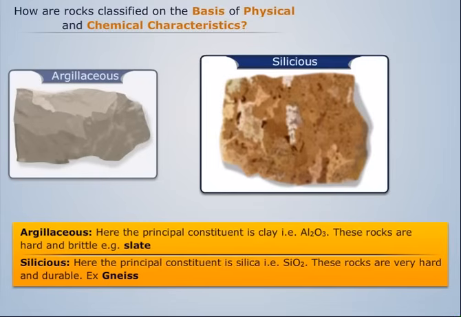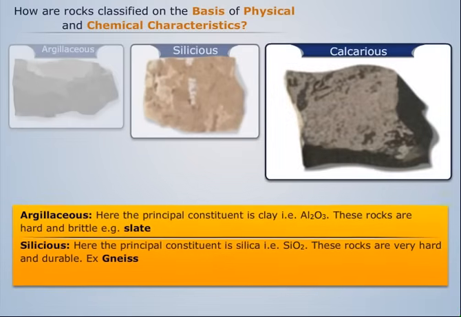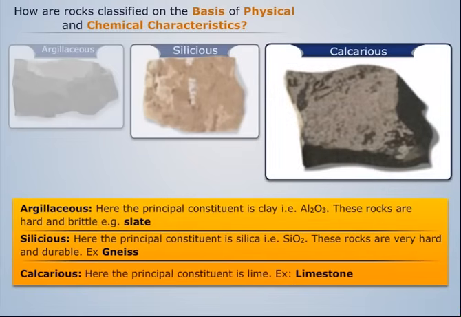Siliceous. Here the principal constituent is silica, SiO2. These rocks are very hard and durable. Example, gneiss. Calcareous. Here the principal constituent is lime. Example, limestone.